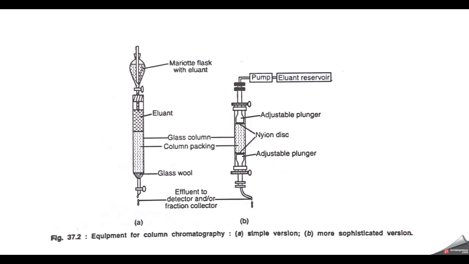These are the equipment of column chromatography. A is a simple version of column chromatography which contains a round-bottom flask with eluent, glass column, column packing, glass wool, and a detector or fraction collector. And B is a sophisticated version of column chromatography which contains an eluent reservoir, pump, adjustable plunger, nylon disc, adjustable plunger, glass wool, and a detector or fraction collector.